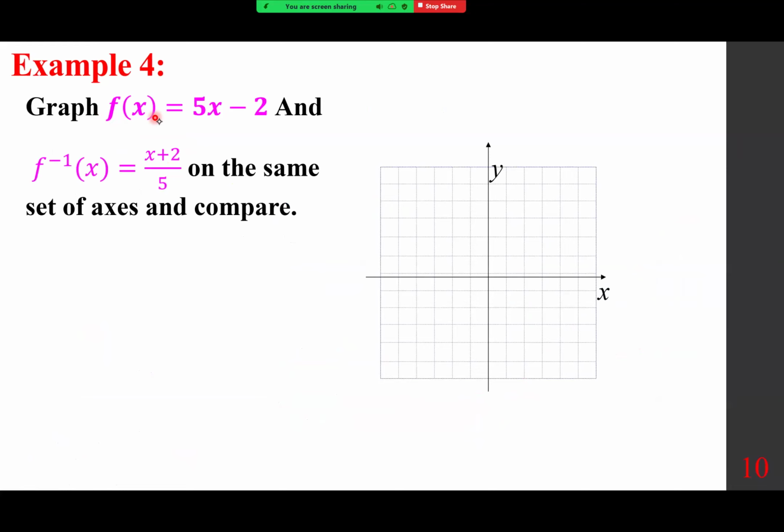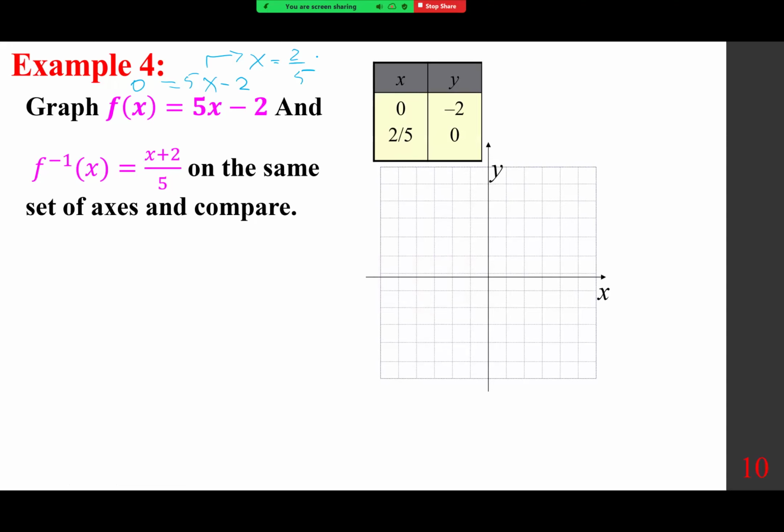Graph f of x equals 5x minus 2 and f inverse of x equals x plus 2 over 5 on the same set of axes and compare. Well, this one, clearly the y-intercept is 0, negative 2. And if I set y or f of x equal to 0, I hope you see that x is 2/5. So those are the pairs. So we can graph y equals 5x minus 2, or f of x equals 5x minus 2, looking like this.